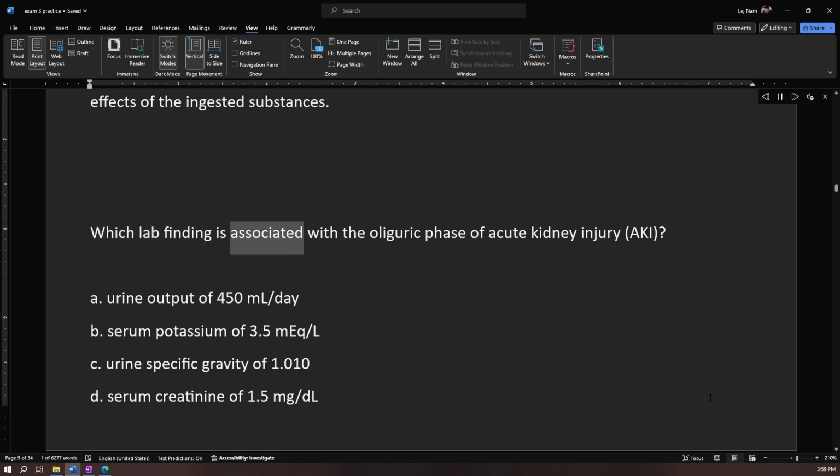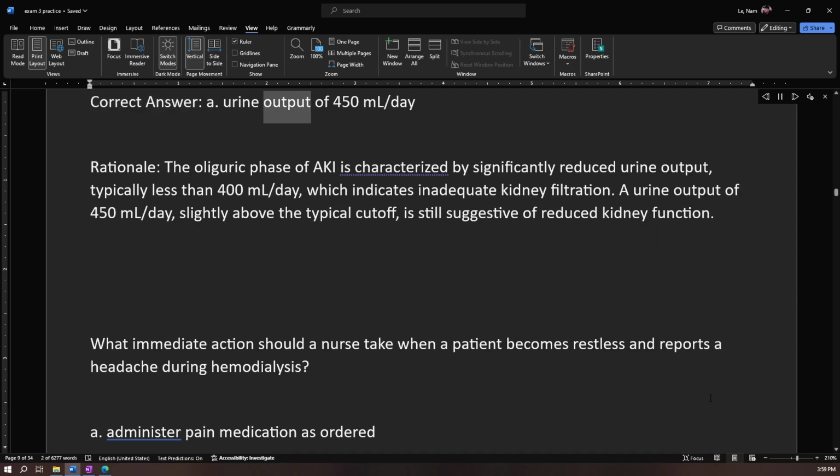Which lab finding is associated with the oliguric phase of acute kidney injury, AKI? A. Urine output of 450 milliliters per day. B. Serum potassium of 3.5 milliequivalents per liter. C. Urine specific gravity of 1.010. D. Serum creatinine of 1.5 milligrams per deciliter. Correct answer: A. Urine output of 450 milliliters per day.